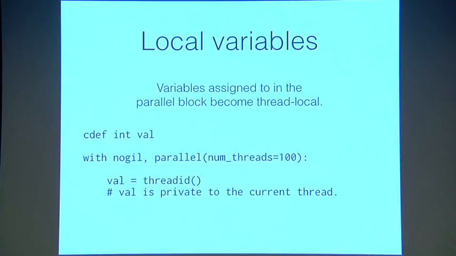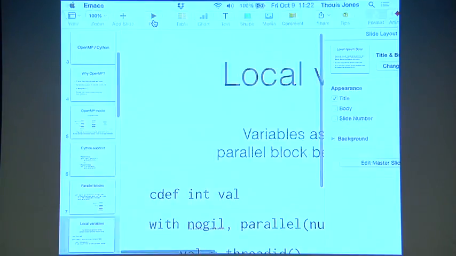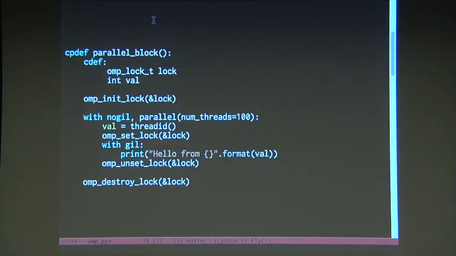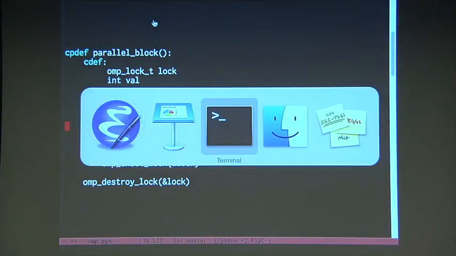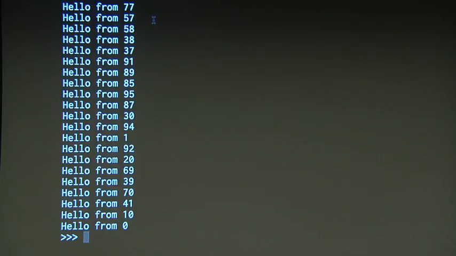You can see that already in what I had here, right? I pull out the thread ID into a value, I print it out, and when we looked at the output, every value appeared from 0 to 99. So they aren't overriding each other's values, they each get their own. What's that? They all appear once.